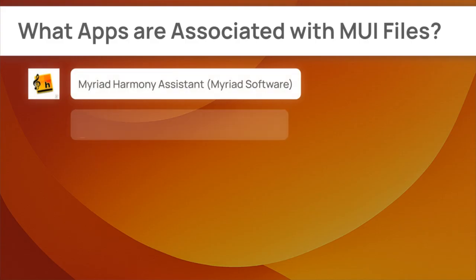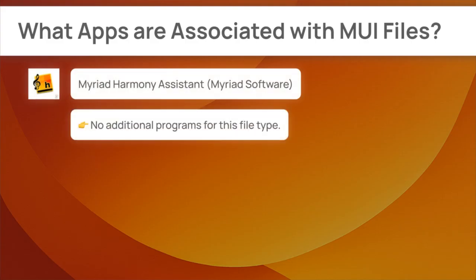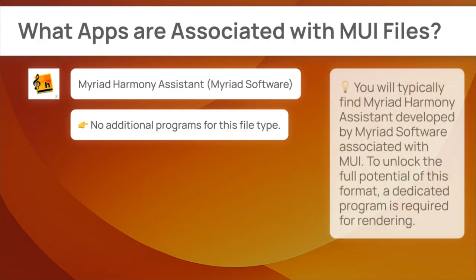For comprehensive file management, MUI relies on Myriad Harmony Assistant developed by Myriad Software. The file is locked by a proprietary indexing system Windows cannot read natively. Windows treats them as protected files, so changes should be avoided.